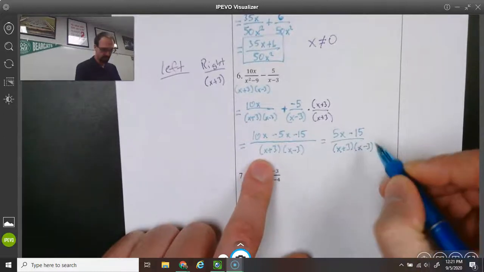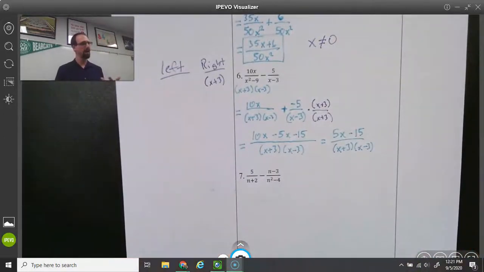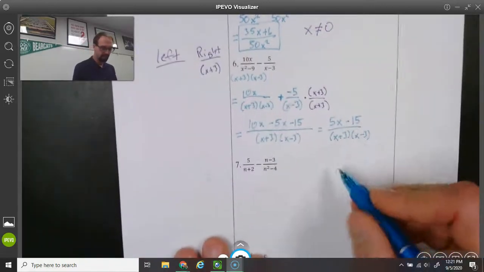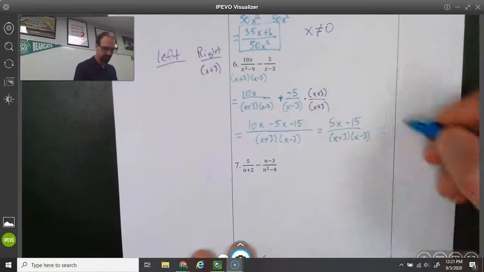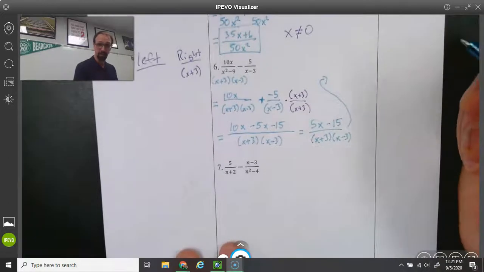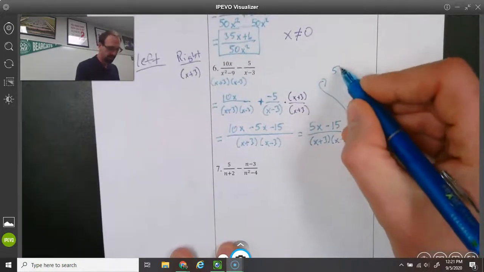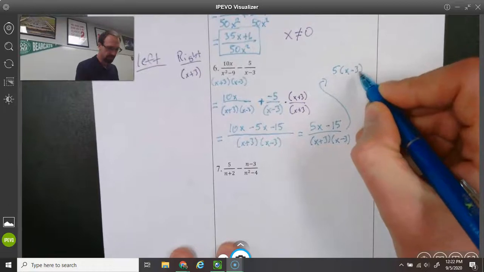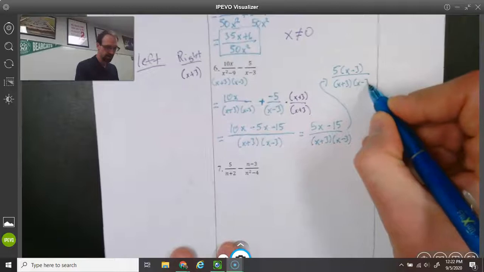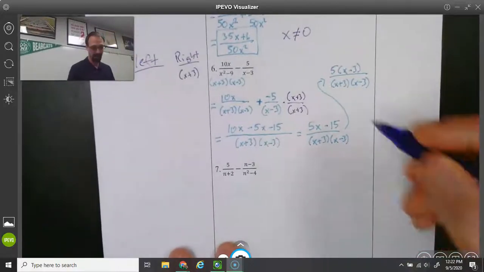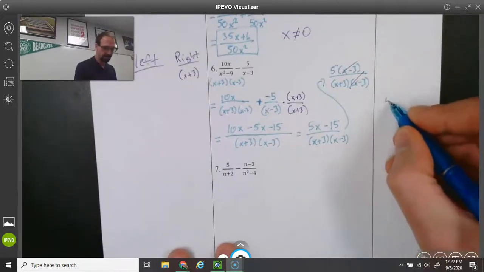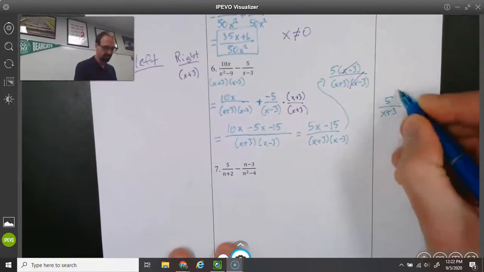Again, seeing this 5x minus 15, that's factorable. So let's go ahead and factor out a 5 from both of those. So if I do that, I'm left with, I did not leave myself enough room, I apologize. I'm left with 5 and then x minus 3 over x plus 3, x minus 3. Now you see, oh, I can eliminate. So we go ahead and do that. So I have a 5 over x plus 3.